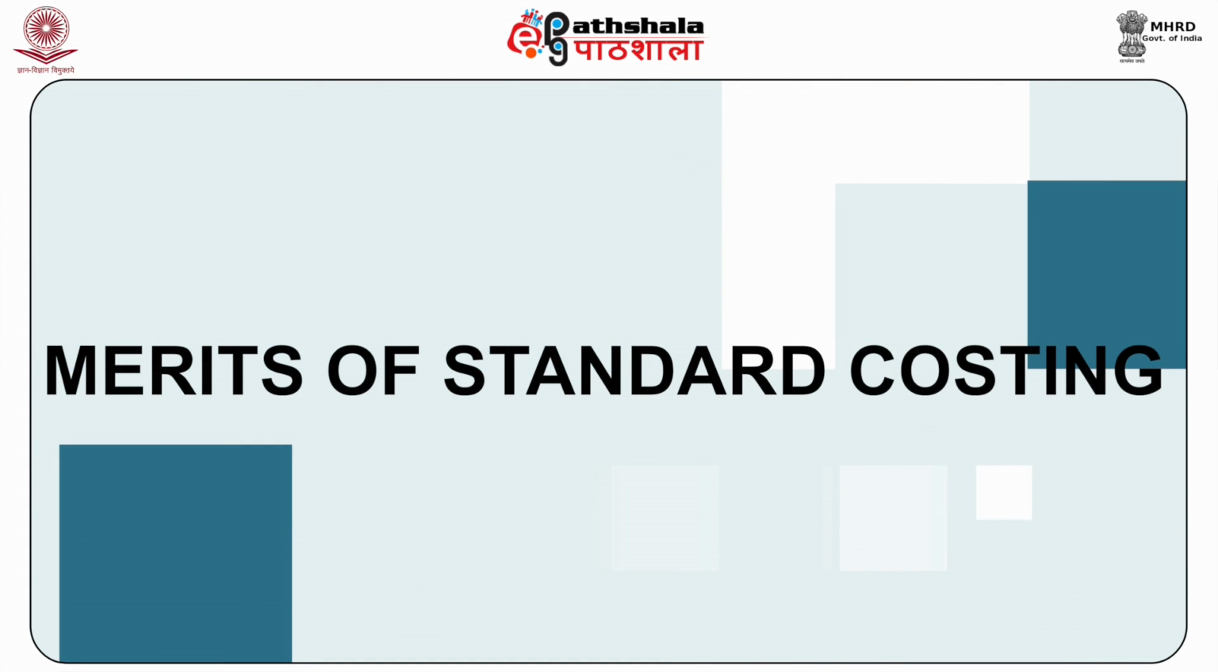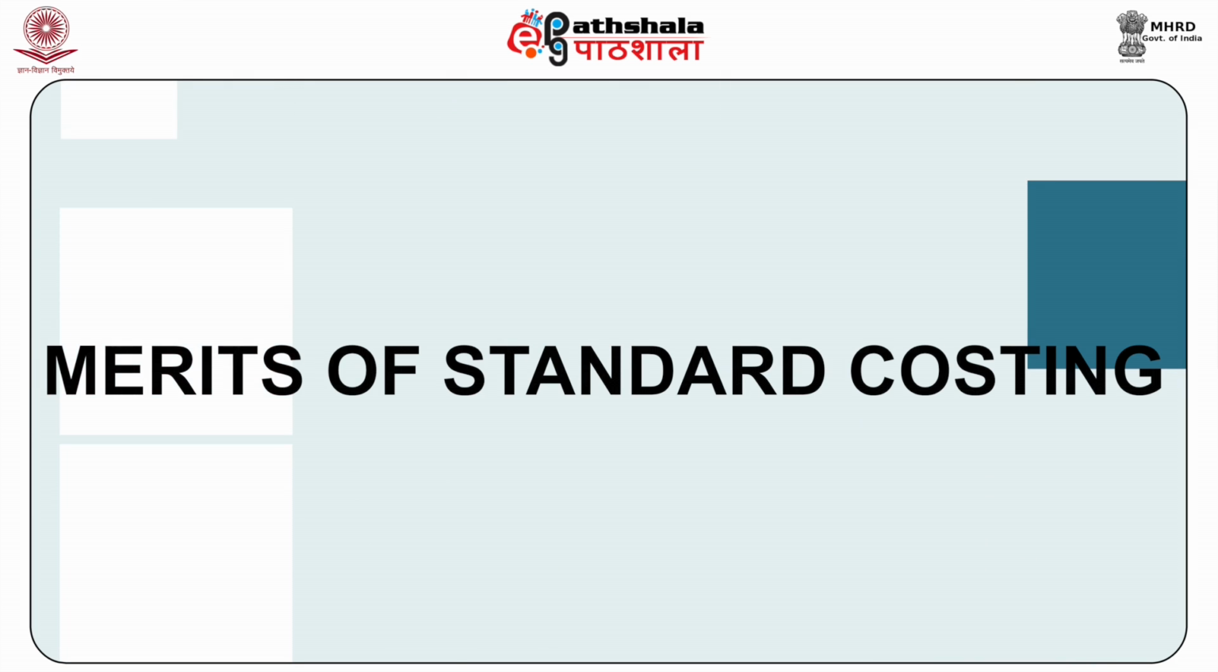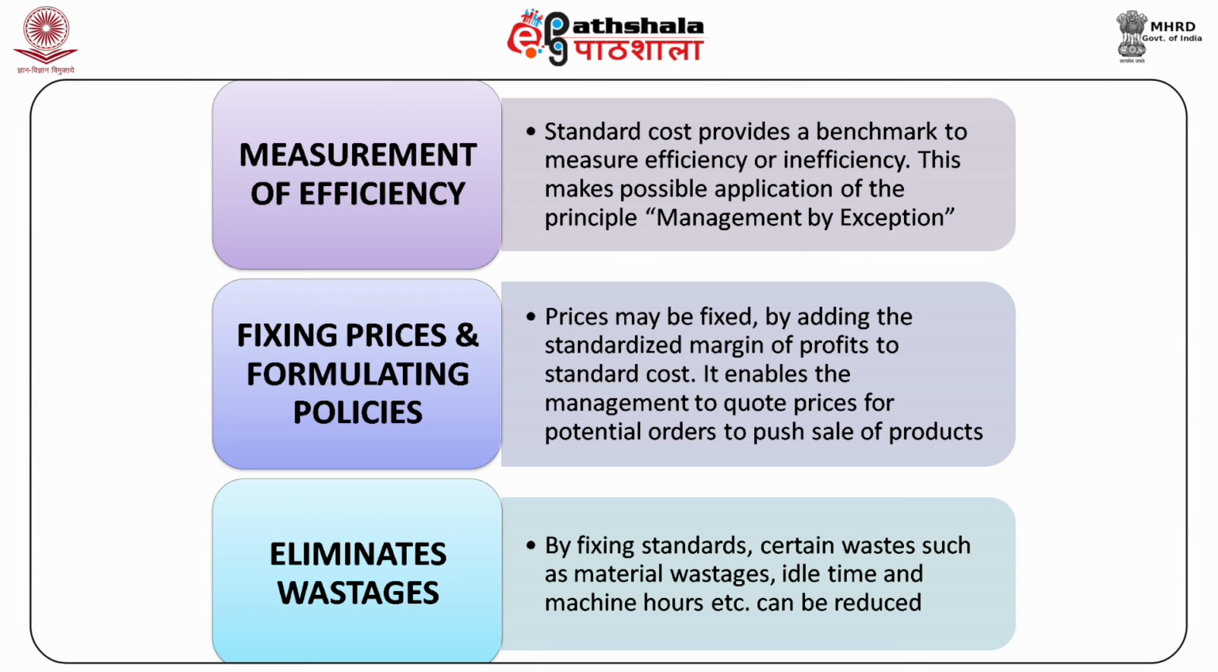Moving further, let us discuss the merits of standard costing. Number 1. Measurement of efficiency. Standard costs provide a benchmark to measure efficiency or inefficiency. This makes possible application of the principle management by exception. The operations which meet standard performance or reach closely are ignored. The attention of the management would be drawn to distinct areas where action is essentially needed.